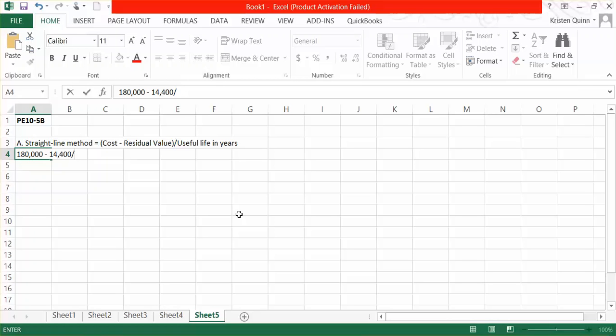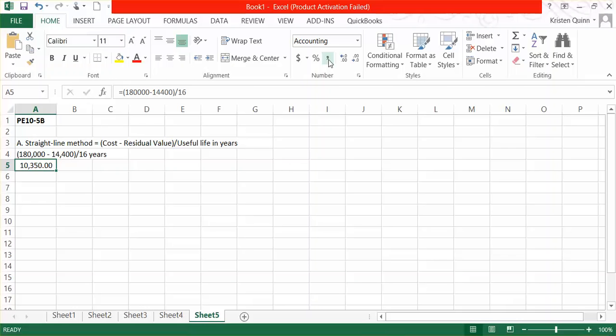So again, we will calculate our $180,000, which is our initial cost, minus our residual value of $14,400, and we will divide that amongst the 16 years that we plan to have the asset, which gives us our annual depreciation amount of $10,350. So that is our answer for Part A. Based on the initial estimates we had, we were recognizing $10,350 in depreciation expense every year.